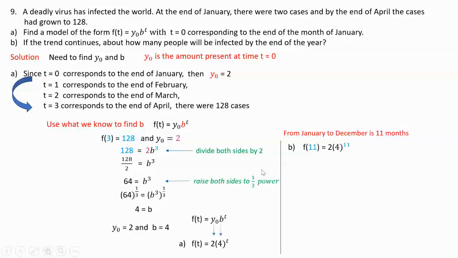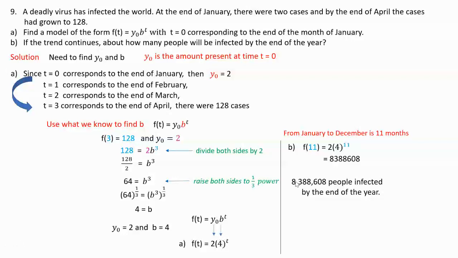Now for part B, it says by the end of the year, which is the end of December. From the end of January to the end of December is going to be 11 months. So we find f of 11. We plug in 11 for the t, and we get 8,388,608 people infected by the end of the year.